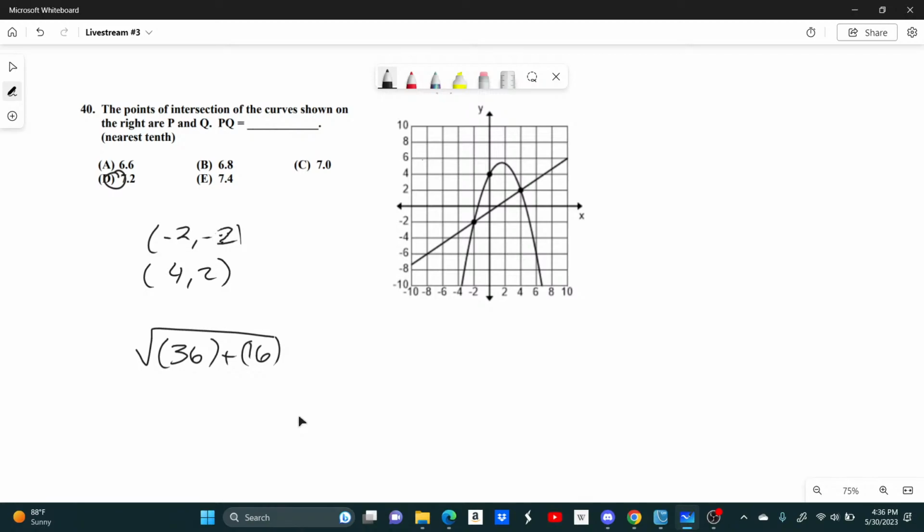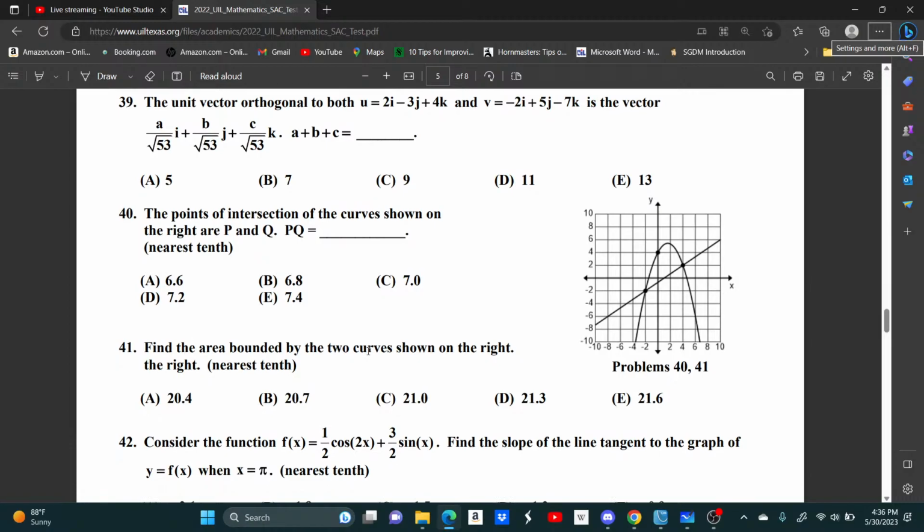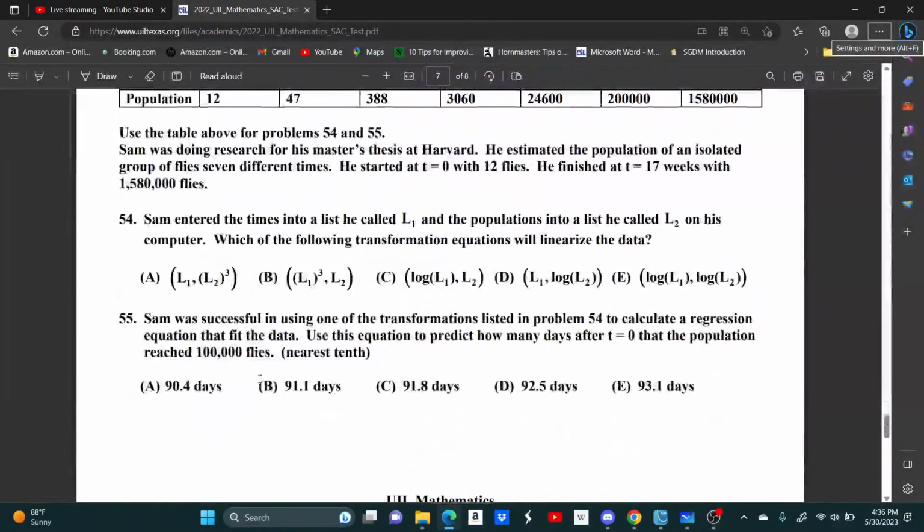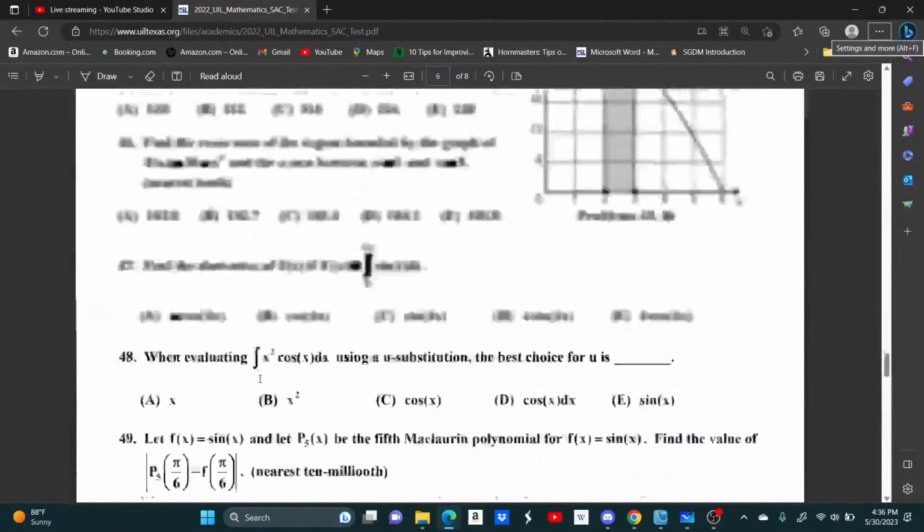It would be a little bit more annoying if they didn't give you the intersection points, because you'd have to solve for the equations of the things. In fact, you might have to do that for the next problem, now that I say that. Yeah, find the area, you would need the two equations. But for this one, you don't. So that's all the non-calculus and statistics on this test.